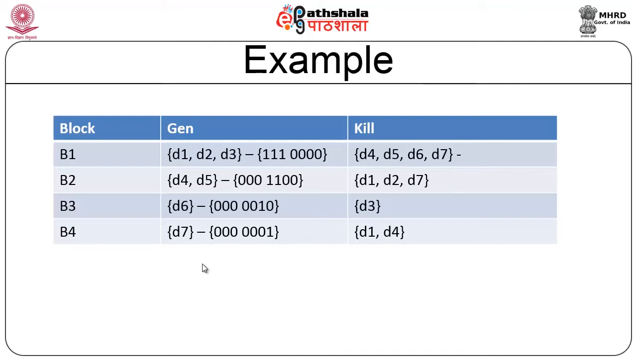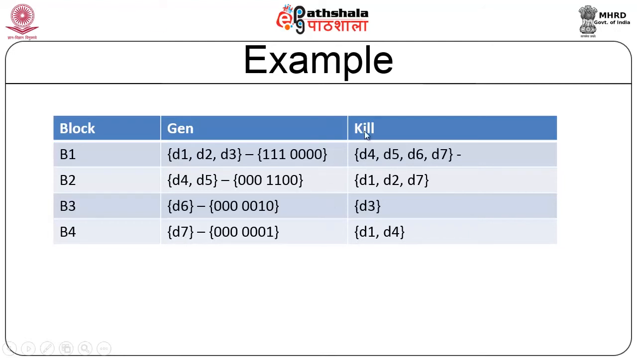Within a particular basic block, typically you do not define a variable more than once. So that is why D1, D2, D3. Now the bit vector representation of this is setting D1, D2, D3 bits to 1 and resetting all the other bits to 0. Similarly, D4, D5 means setting D4, D5 to 1 and resetting the other bits to 0, and D6 will be setting the D6 bit to 1, the remaining bits are set to 0, and D7 will be setting the bit D7 to 1.